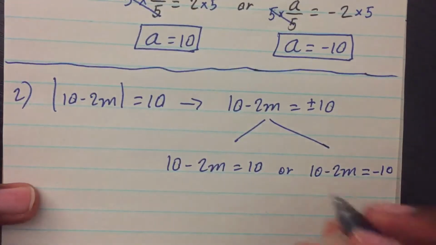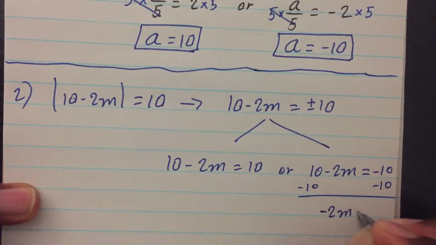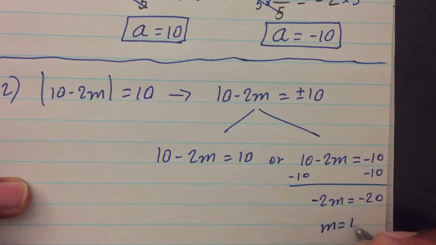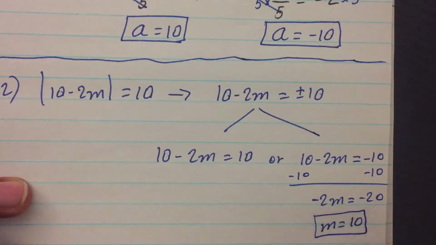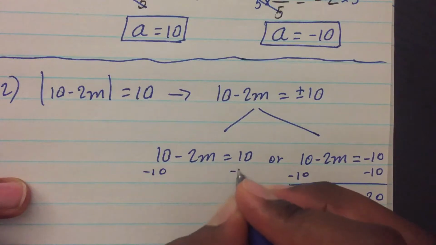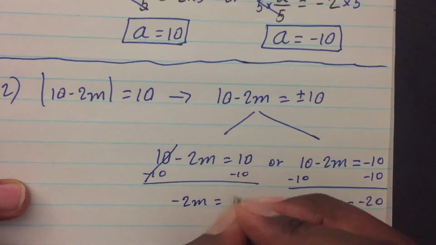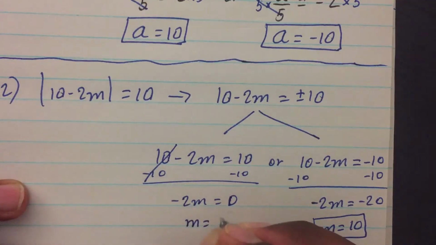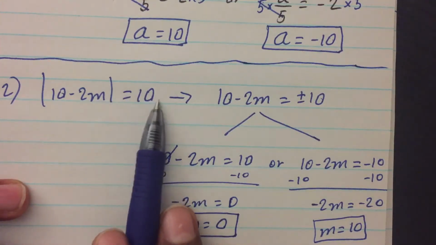So I'll start with the negative 10. Subtract 10, subtract 10. We get negative 2m equals negative 20. Inverse of multiplication is division. Divide by negative 2, you get m equals positive 10. Over here, we do the same steps. Subtract 10. That cancels. You get negative 2m equals 10 plus negative 10, which is 0. Divide by negative 2, you get m equals 0. So this would have two solutions again because my k value was positive.